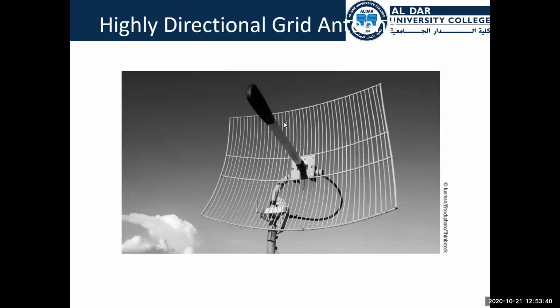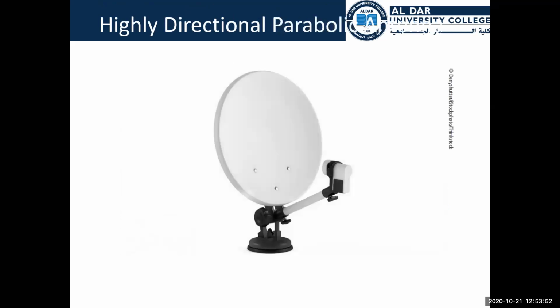Okay, so this is a highly directional antenna. It is similar to the one that we use for television. They call it a parabolic antenna. This one we use in our television. So the signal is coming from the satellite, and I want to tell you something.